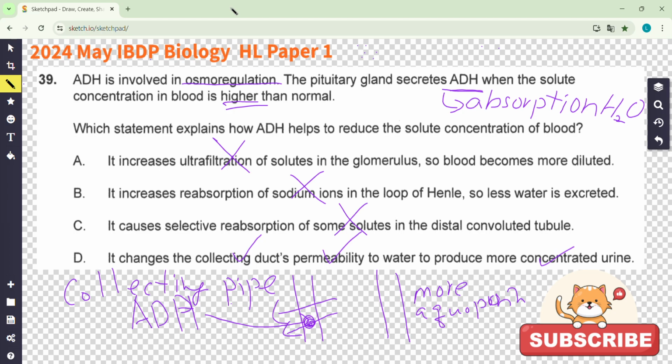Maybe you just remember where reabsorption of water happens, and you can get the result right.